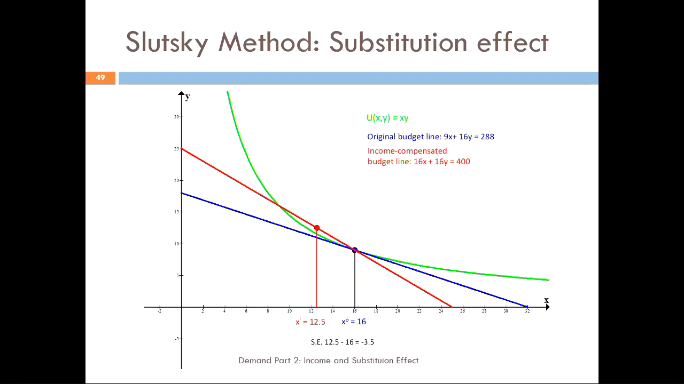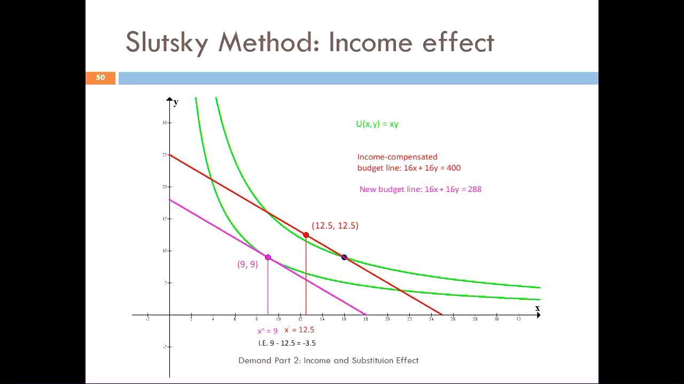So real income unchanged, but the relative prices changed, then that change in quantity demanded is a substitution effect. And then shifting the budget line, keeping the relative prices the same. Since the relative prices have not changed, there's no substitution effect, so this is all income effect. Okay. Now, those are the methods we have for separating out the substitution and income effect.